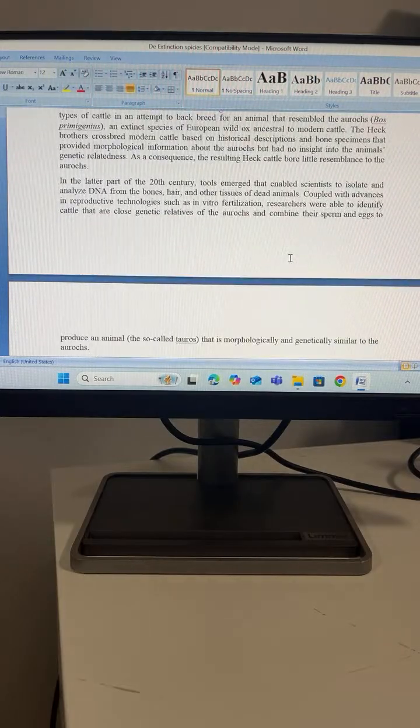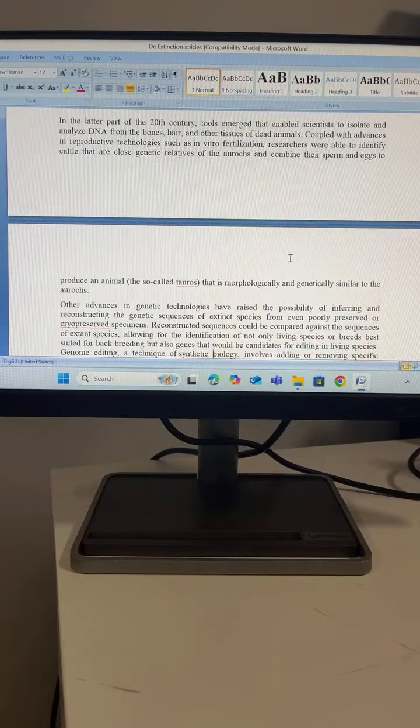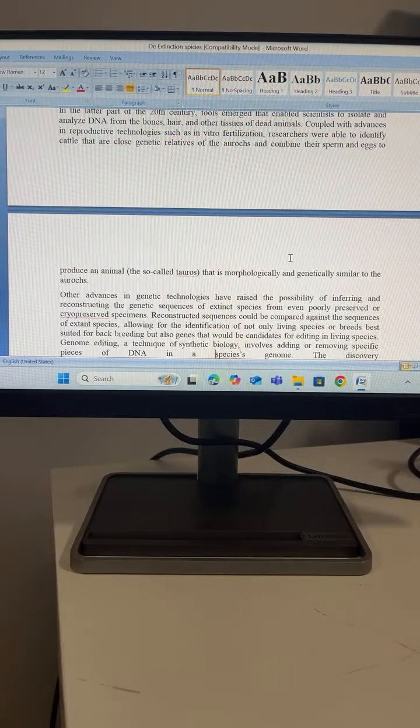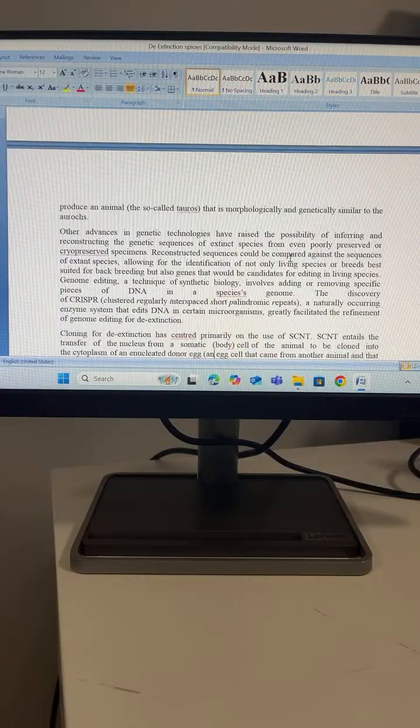In the later part of the 20th century, tools emerged that enable scientists to isolate and analyze DNA from the bones, hair, and other tissues of dead animals. Coupled with advances in reproductive technologies such as in vitro fertilization, researchers were able to identify cattle that are close genetic relatives of the aurochs and combine their sperm and eggs to produce an animal that is morphologically and genetically similar to the aurochs.